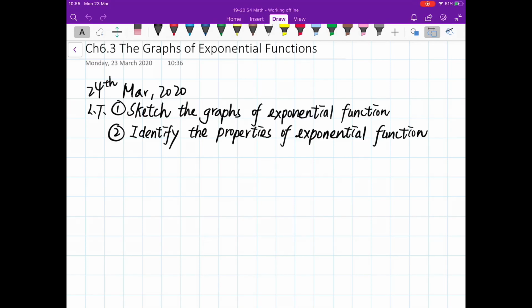Hi everyone, today we will talk about the graphs of exponential functions. So please turn to a new page of your notebook, write down the date of today and the learning targets. There are two. The first one is sketch the graphs of exponential function. And the second one is identify the properties of exponential function.